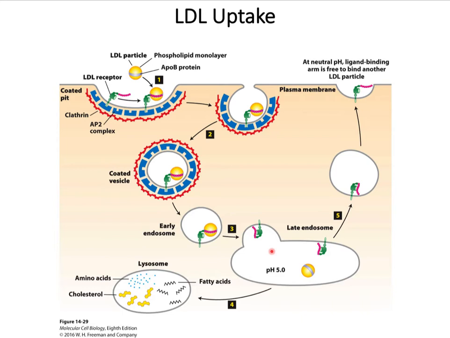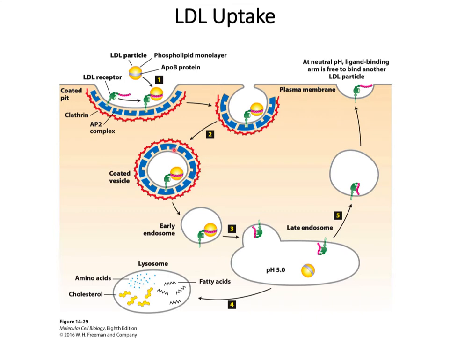Then the LDL particle is trafficked to the lysosome, where it is completely degraded, and the cholesterol is used for membrane building. The fatty acids are used for the membrane building, and the amino acids of the ApoB protein are completely recycled as well. I want to point out that this uncoating event is very, very important. When you go from a coated vesicle to an early endosome, it is really important so that the vesicle has the LDL particle in it.